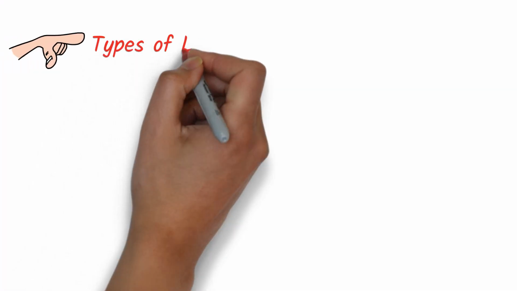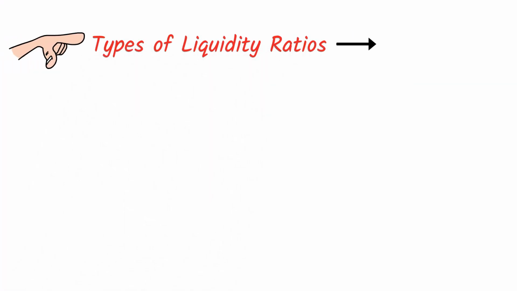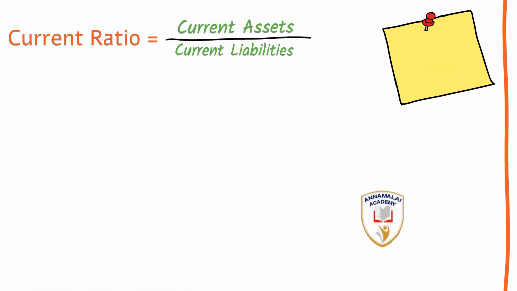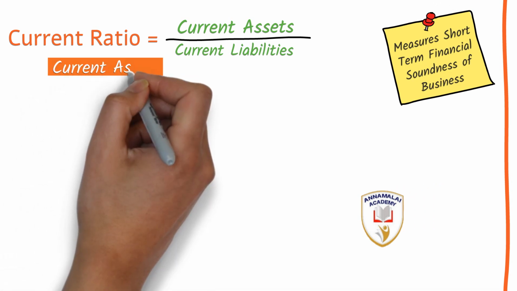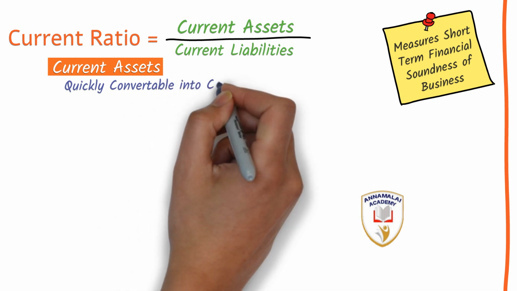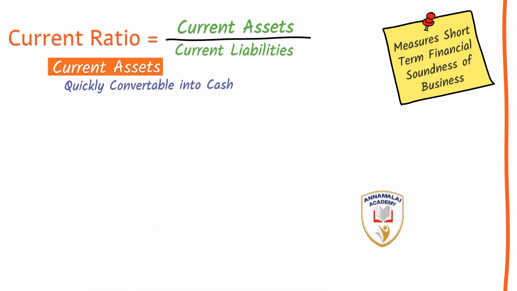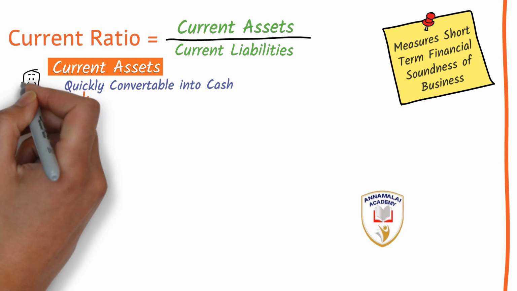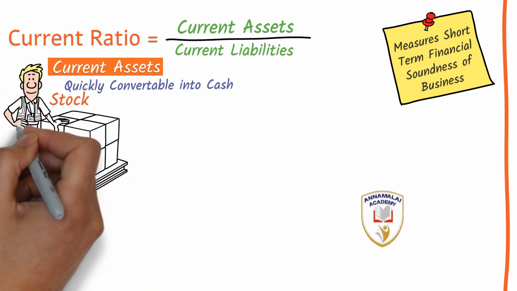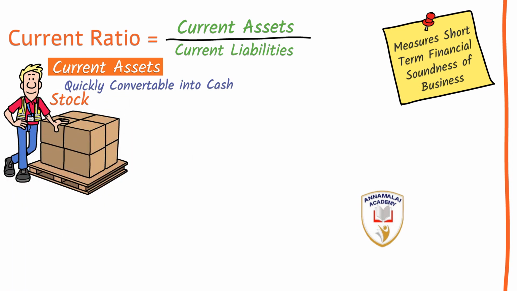Now this liquidity ratio has a few broader categories. First one is current ratio. Current ratio is current assets divided by current liability. Now what are current assets? Assets which could be easily convertible into cash could be termed as current assets. For example, stock. You have a stock of goods in your company. You want to convert it into cash. Announce a discount, sales is triggered and you get the cash.